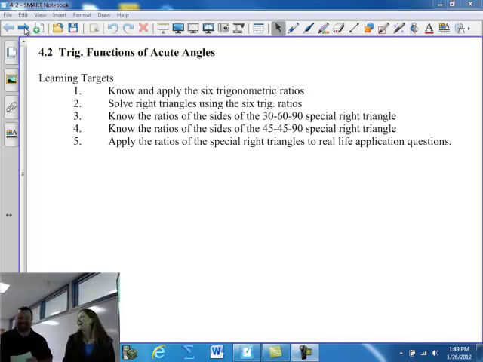We're going to talk about the trig functions of acute angles. Okay, so here's your learning targets. We'll let you read those on your own.